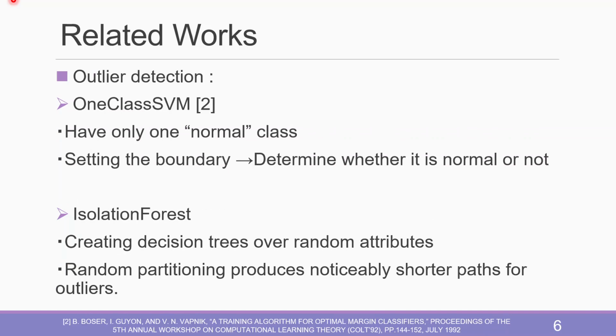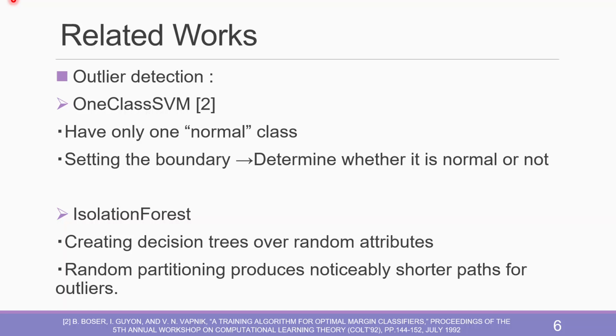Outlier detection is a method for detecting and identifying data points that would not normally occur. We introduce 2 methods for outlier detection. The first is one-class SVM. One-class SVM is an unsupervised one-class classification method based on SVM. One-class SVM has only one normal class. Therefore, the discrimination boundary is set, and whether it is normal or not is decided by setting the boundary.